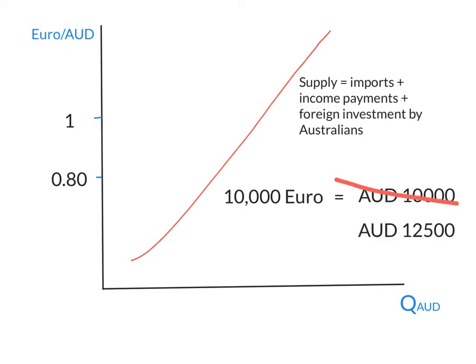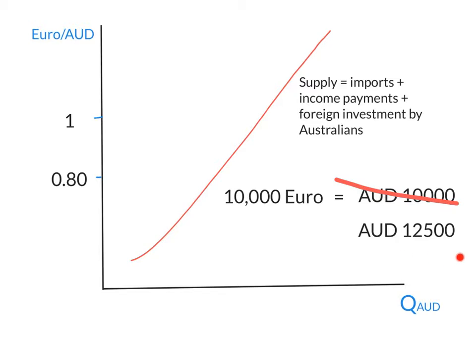But if the Australian dollar drops in value, if the exchange rate falls down to 0.8 euro to the Australian dollar, then the Australian is going to have to give up more Australian dollars to get the 10,000 euro to buy the car. How much more? Well, you can work it out. 10,000 divided by 0.8 is 12,500 Australian dollars. So when the exchange rate goes down, the Australian will have to supply more Australian dollars.